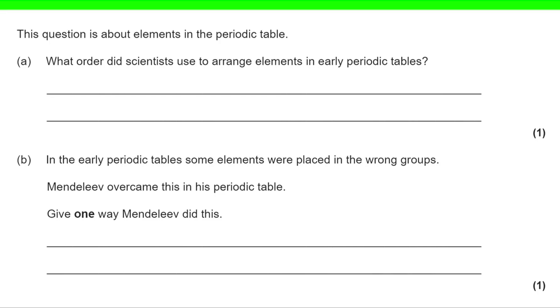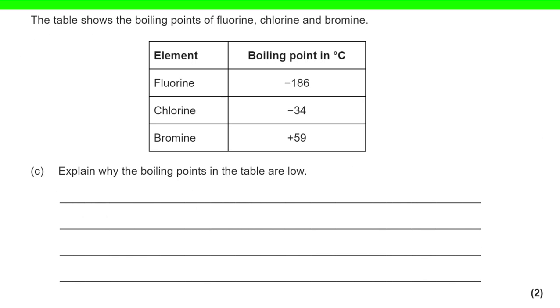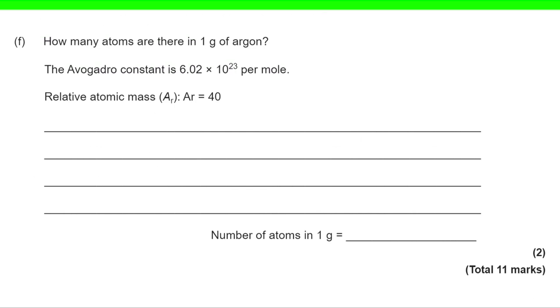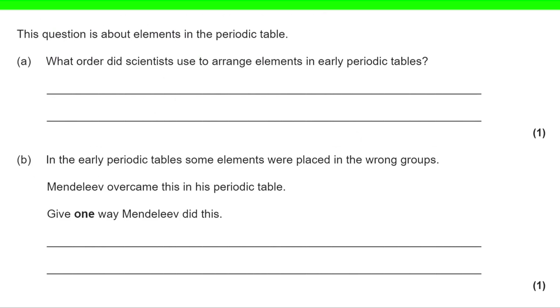This is an AQA GCSE Coordinated Science Chemistry question. Have a go at each section, pausing as you go, and then review your answers. So here's parts A and B, parts C, parts D and E, and finally part F, taking us to a total of 11 marks. So let's go back and review the answers for part A.